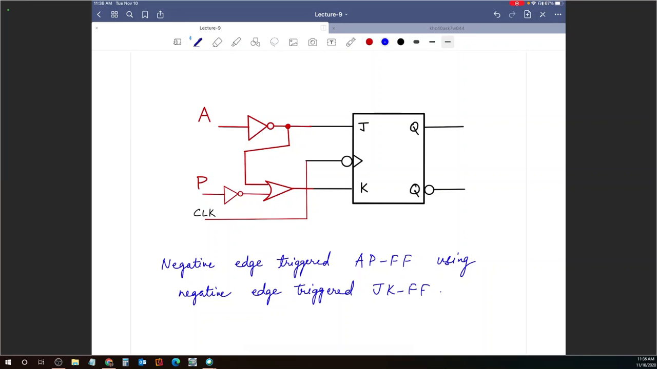Can you design a negative edge triggered using a positive edge triggered? Absolutely, yes. All you need to do is add a NOT gate to the clock. That's it. You can absolutely do that, yes. We should call this a toggle flip-flop.